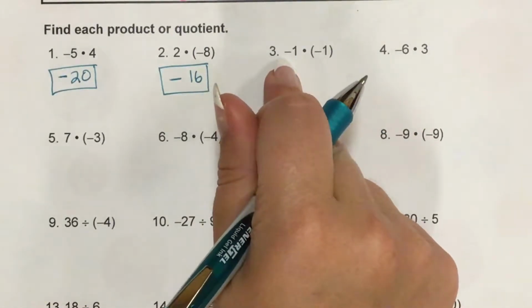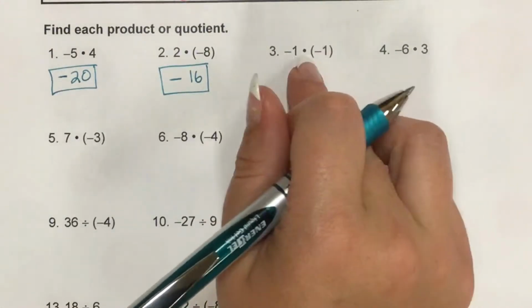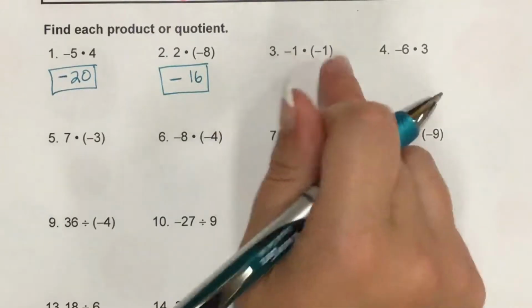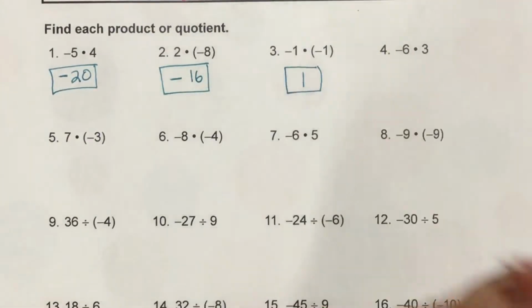We have a -1 times a -1. Now here the signs are the same. That means we're going to have a positive answer. And then we just go 1 times 1, which is 1. So our answer is 1. Let's go into number 4.